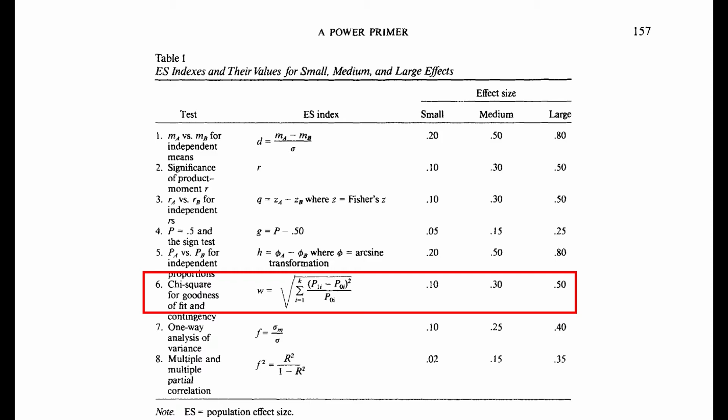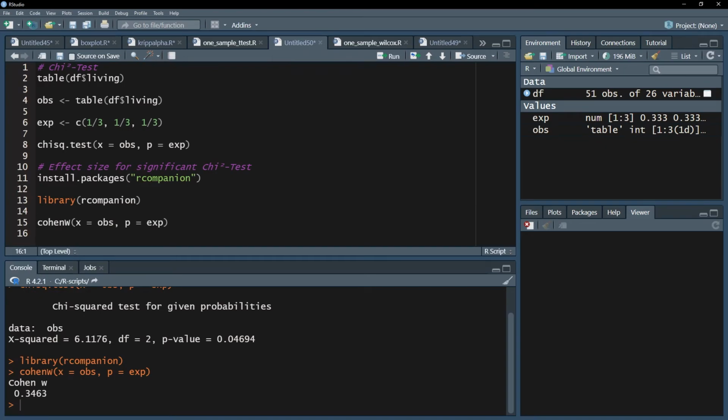If your omega exceeds 0.1, it is a small effect. If it exceeds 0.3, it is a medium effect, and if it exceeds 0.5, it can be classified as a large effect. In my case, my Cohen's omega is 0.346 rounded to 3 decimals, which can be classified as a medium effect because it is above 0.3. When you're done, you have to write up the results.